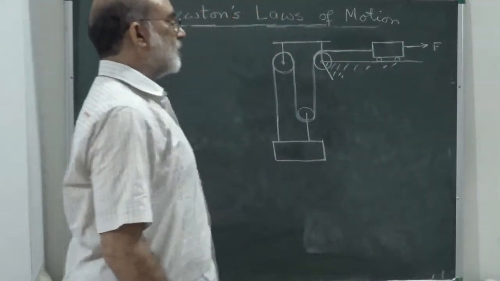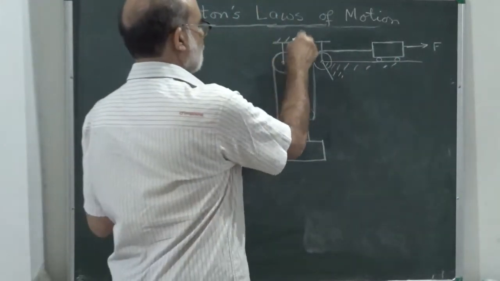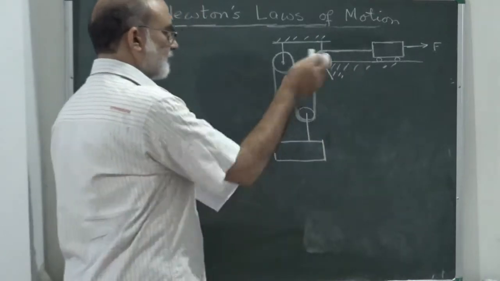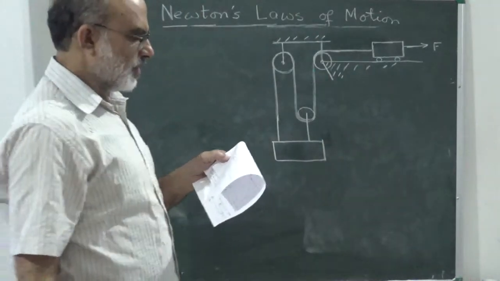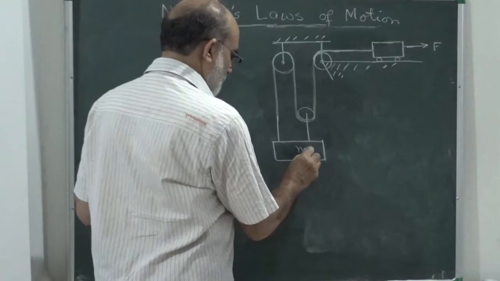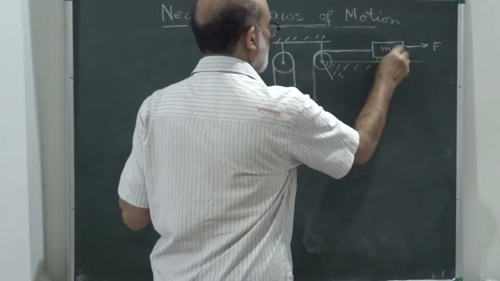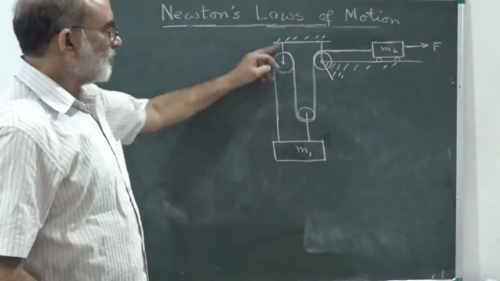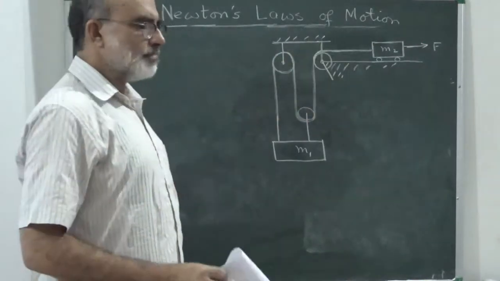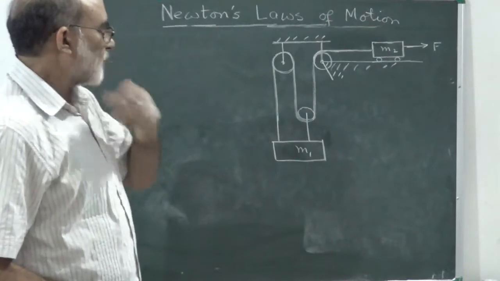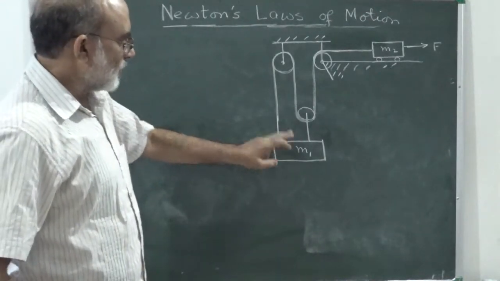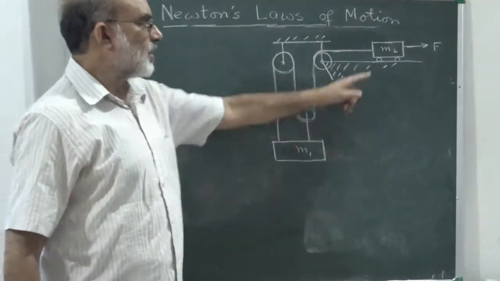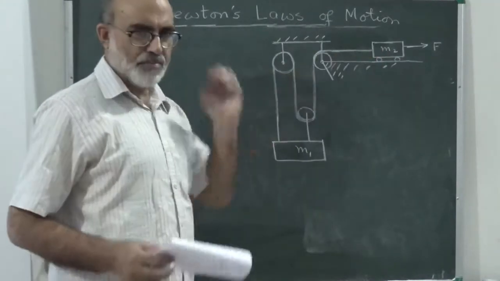The problem is this one. This is the problem that I sent. There are three pulleys, and suppose this is mass M1 and this is M2. There is only one string which connects them. The number of strings connecting M1 is 1, 2, 3, and the number of strings connecting M2 is only 1.